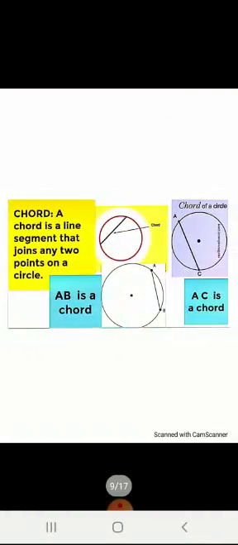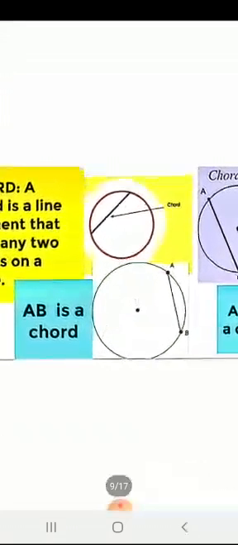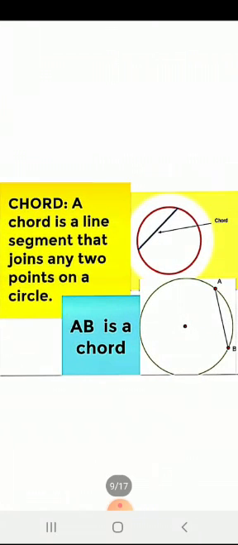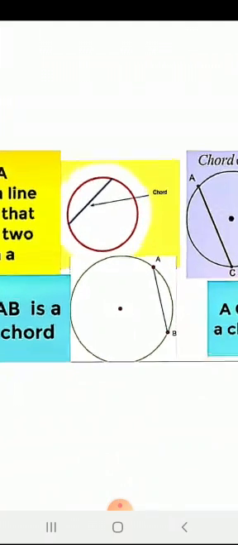Next we are going to learn about a chord. What is a chord? From the center to any part of the circle, that is a radius. A chord is any line segment joining any two parts of a circle. A chord is a line segment having two endpoints. So a chord is a line segment that joins any two points on a circle.